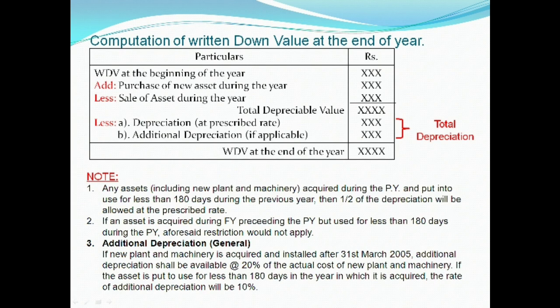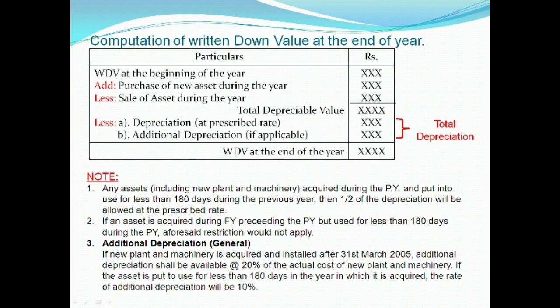Next, we add purchase of new assets during the year. If any new assets are purchased during the previous year 2018-19, they will be added here. Then we deduct the sale of any asset during the previous year, that is in the year 2018-19, from the above. After deducting the sale of assets, we get a total that is called total depreciable value.